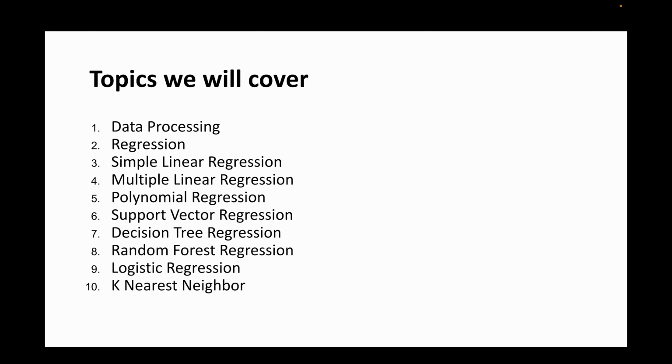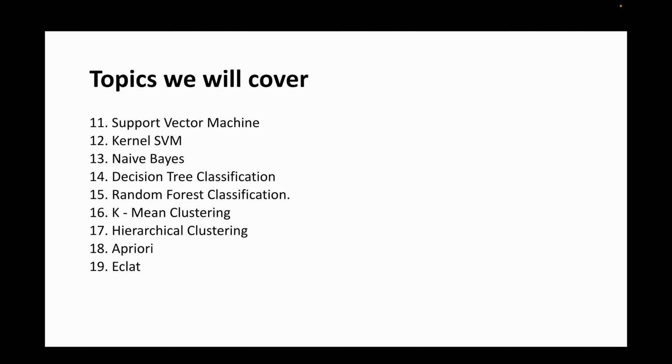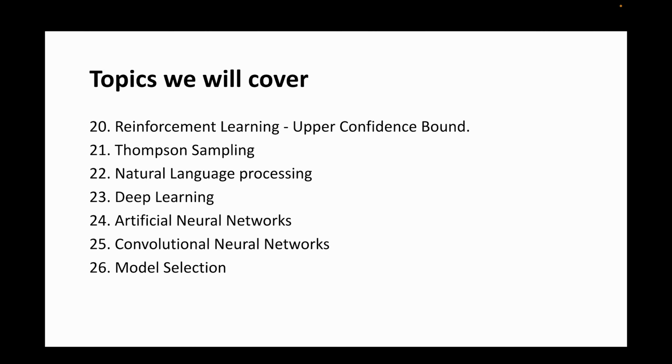So what we are going to cover in this video series: we're gonna start with data processing. We're going to cover regression: simple linear regression, multiple linear regression, polynomial regression, support vector regression, decision tree regression, random forest. And as you can see, we are going to cover naive Bayes, decision tree classification. We're going to cover clustering. We're going to cover SVM, support vector machine, and we are going to cover reinforcement learning, natural language processing, deep learning, artificial neural network. So as I said, this is going to be a very detailed course with Python.